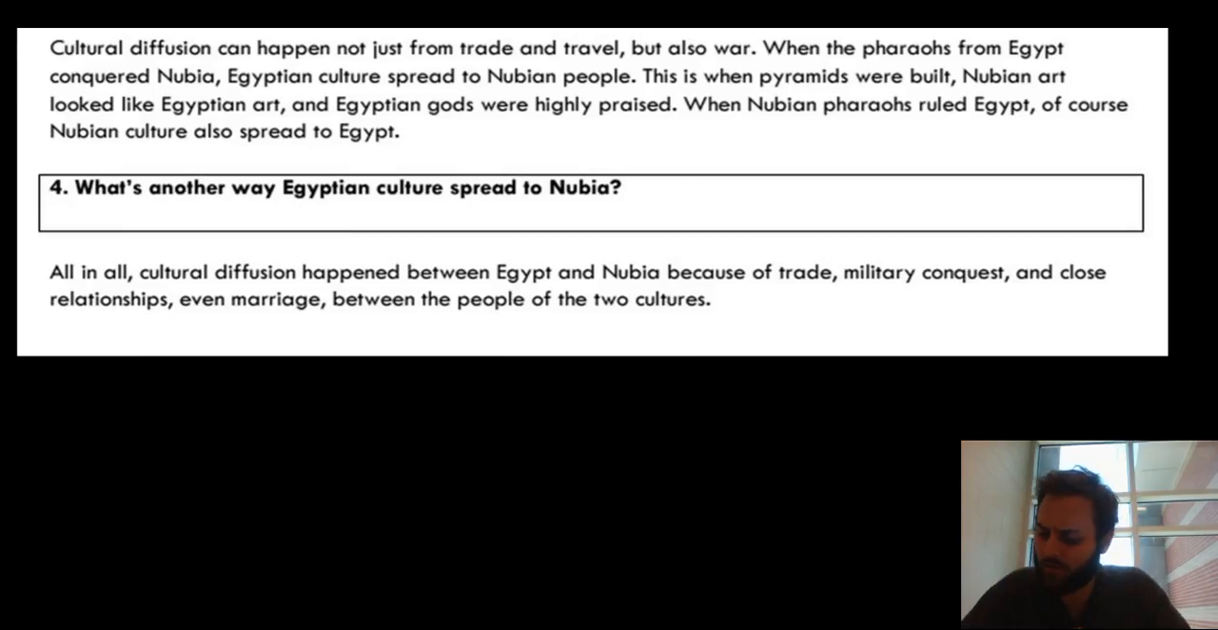All in all, cultural diffusion happened between Egypt and Nubia because of trade, military conquest, and close relationships, even marriage between the people of the two cultures.